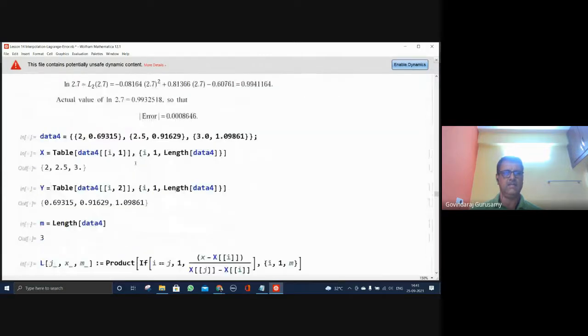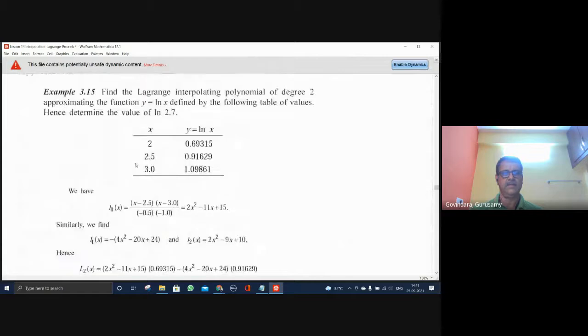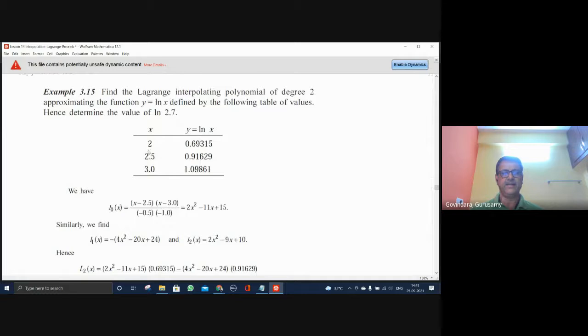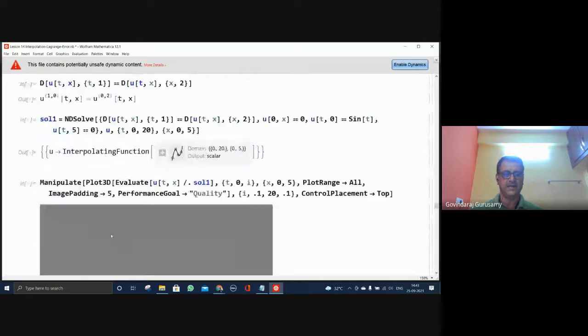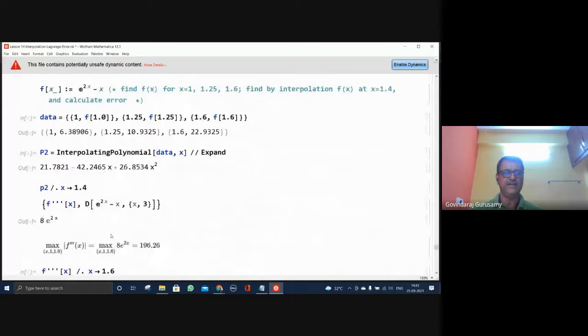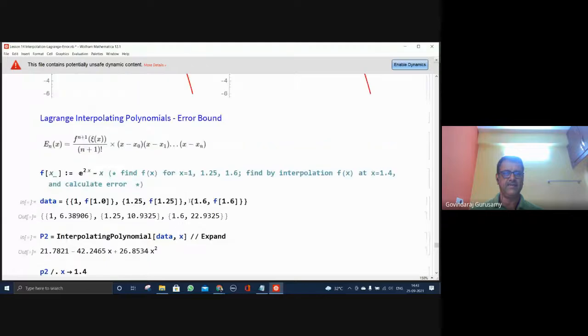Data 4 is a log function, ln of x. That's the data, and this is the data which we have. So suppose the data alone is given and you do not know the function form, then it's difficult for us to calculate the error bound, because we do not know the actual function to find the derivative of. If only data is available, it's difficult to find this, because you need to have the function.